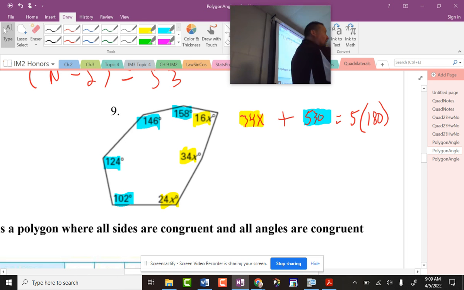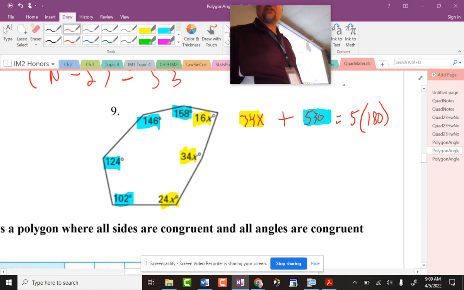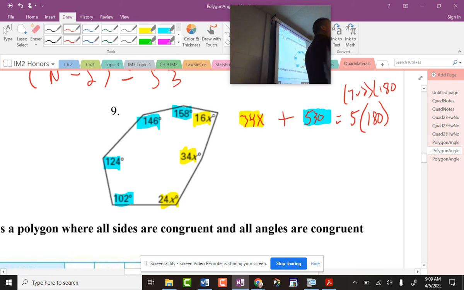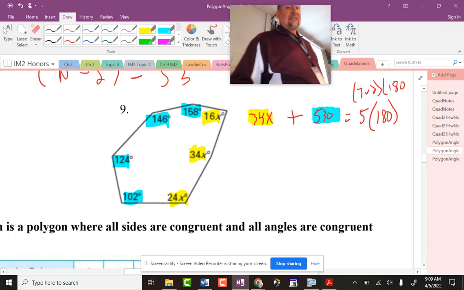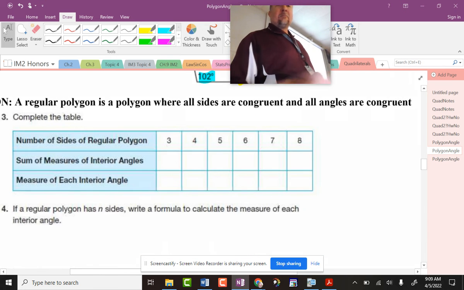That's what we're getting to here. This is the formula that you need to understand. I guess I could write 7 minus 2 times 180, where that 5 came from. All right, and then I'm not helping you solve a 2-step equation. If you can't do that, this is why the class is a problem. All right, so let's move on.